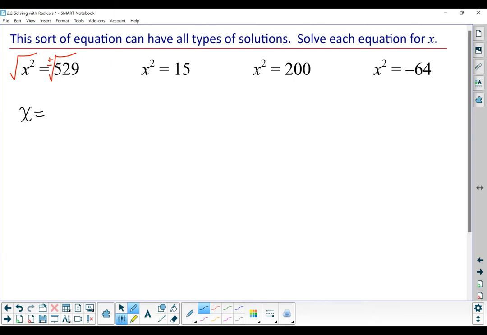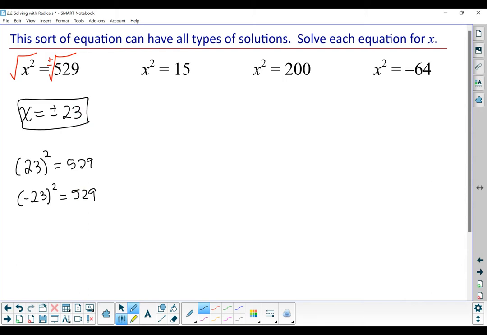529, we get, I guess I need my calculator, 23. So in other words, this equation has two answers. If we square 23, we get 529. And if we square a -23, we get 529. So both of these two solutions work, and it is two solutions, a positive 23 and a negative 23, just written with shorthand. All right, let's try the next one.